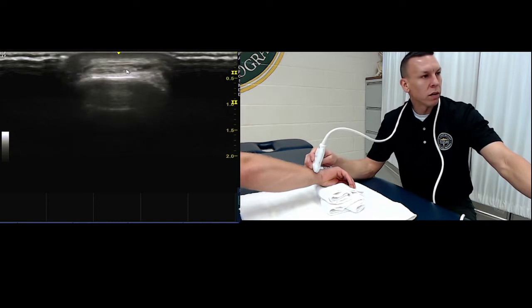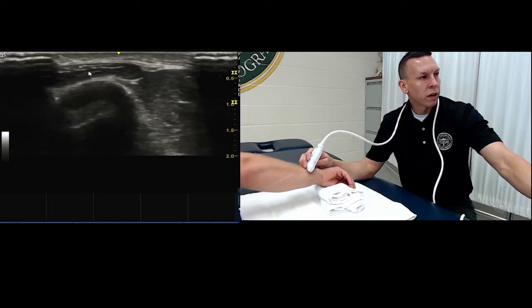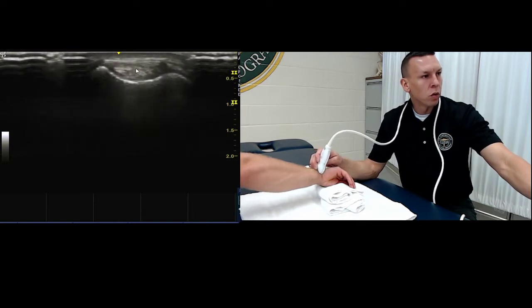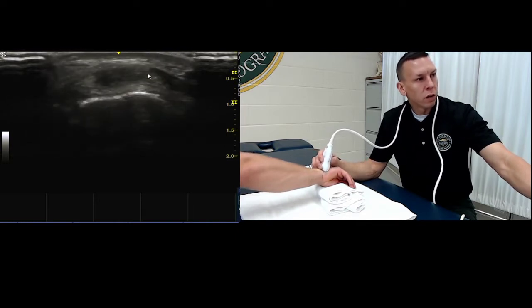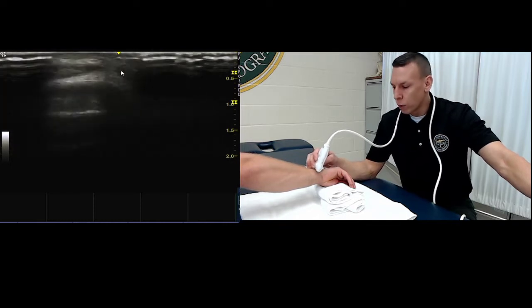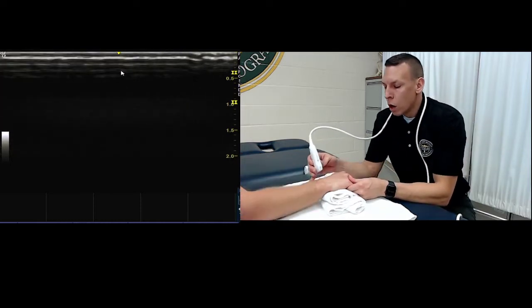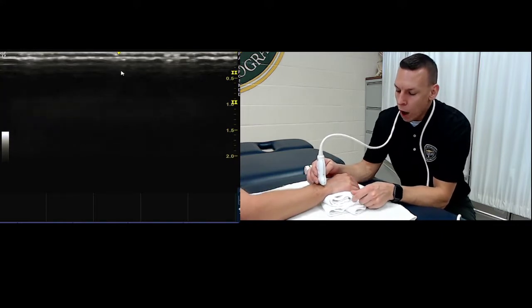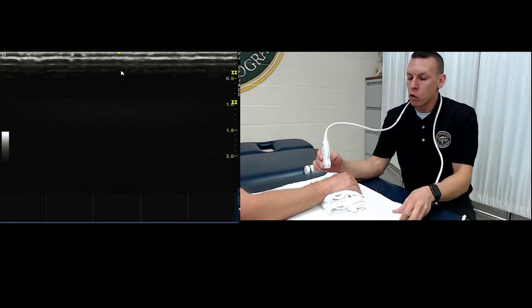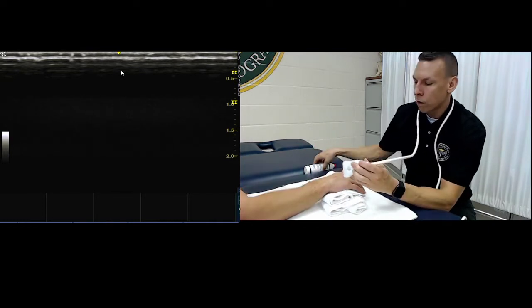And again, we can move our probe up, and here it's turning into muscle, and we can move the probe distal all the way to its attachment site. So we can do both of those. After we've scanned the extensor tendons, then we're going to move into the structures of the wrist.